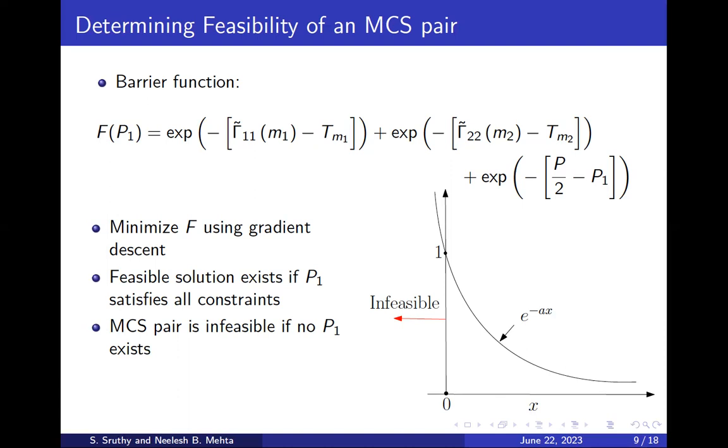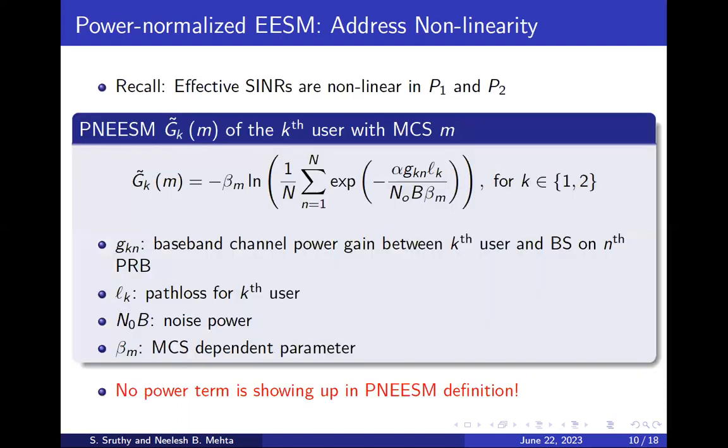So we have solved the problem statement, whatever we had discussed about. What is the issue with this? Here, we have to do a numerical search or a gradient descent for each MCS pair and each channel realization. The next question is that, how can we get rid of this numerical search? To answer this question, we propose power-normalized EESM.